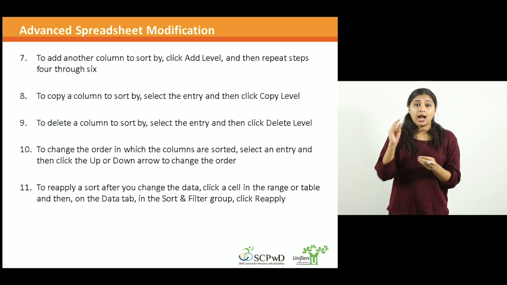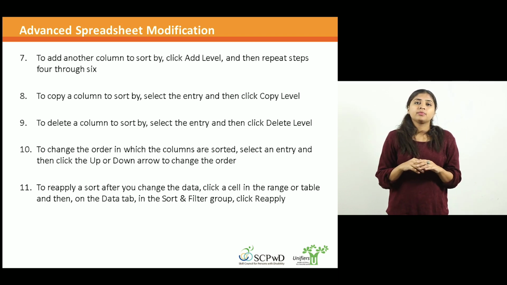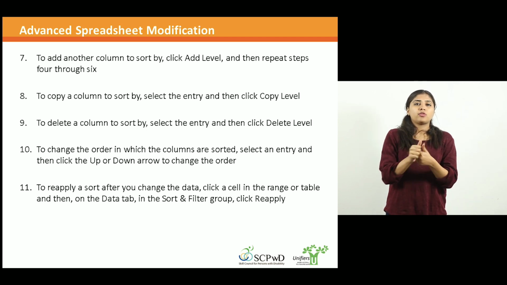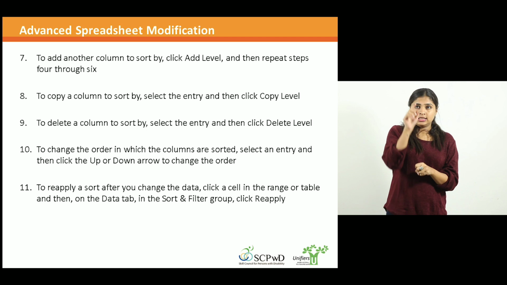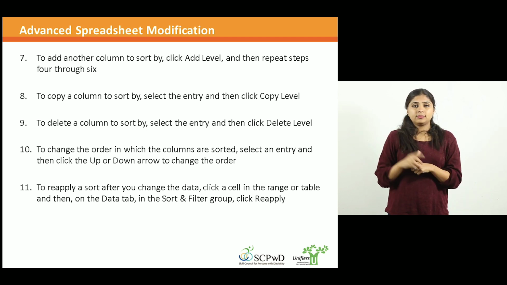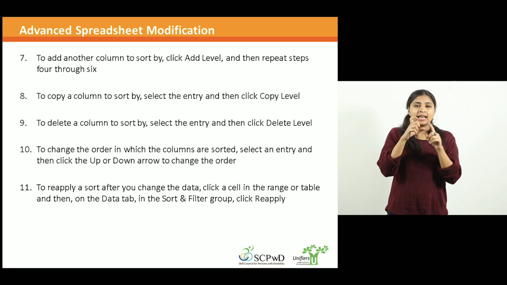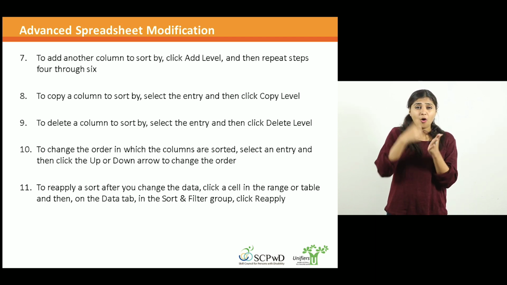To add another column to sort by, click Add Level and then repeat steps 4 through 6. To copy a column to sort by, select the entry and then click Copy Level. To delete a column to sort by, select the entry and then click Delete Level. To change the order in which the columns are sorted, select an entry and then click the up or down arrow to change the order.